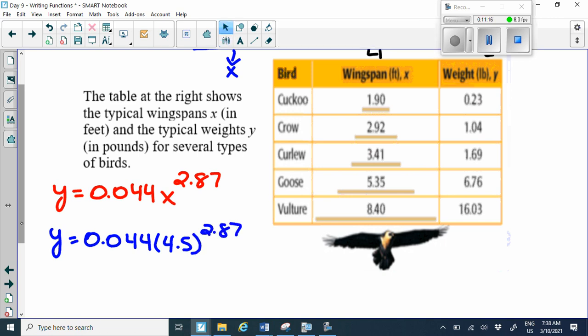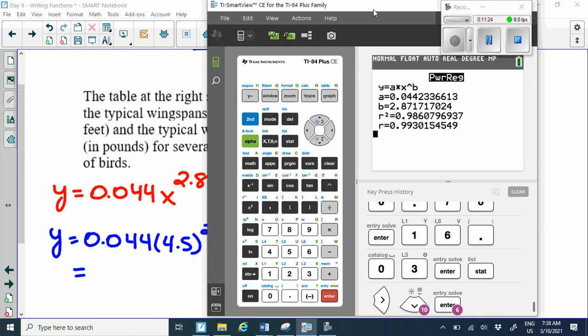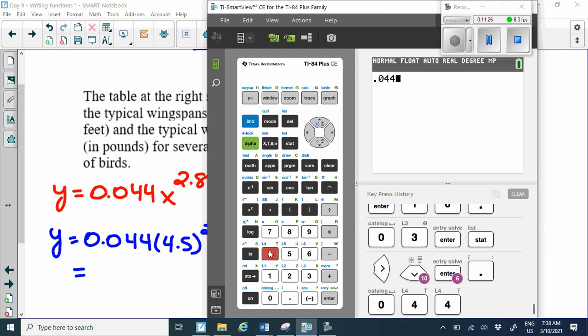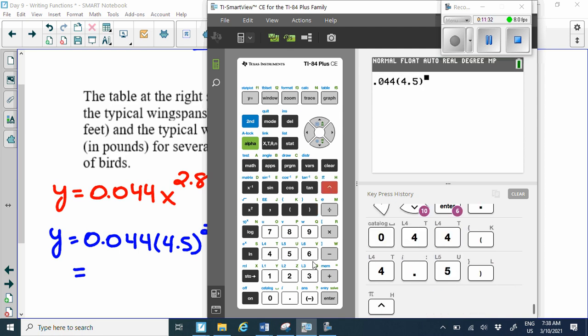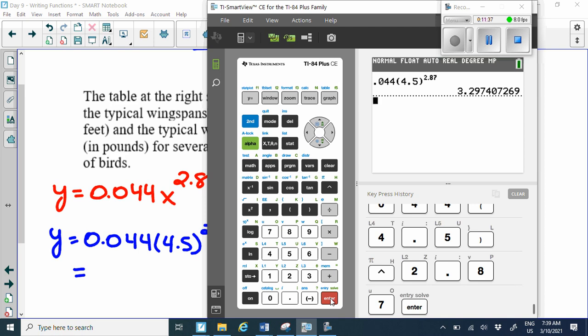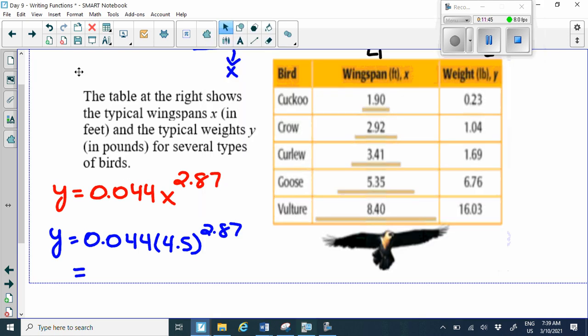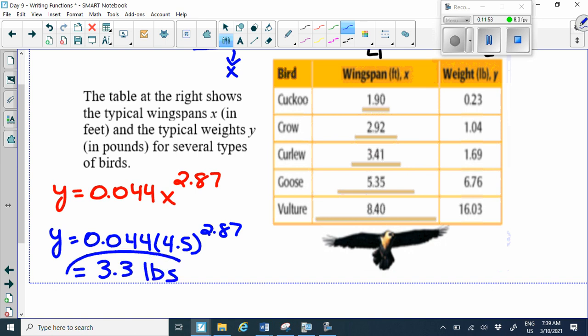And then of course, we will plug this into our calculator. So 0.044 times 4.5 to the 2.87. And then we're going to go ahead and just round. So it's about 3.3. Yeah, we're going to round to that, 3.3. And then notice that for our label for weight, it is pounds, so it's going to be 3.3 pounds. Okay?